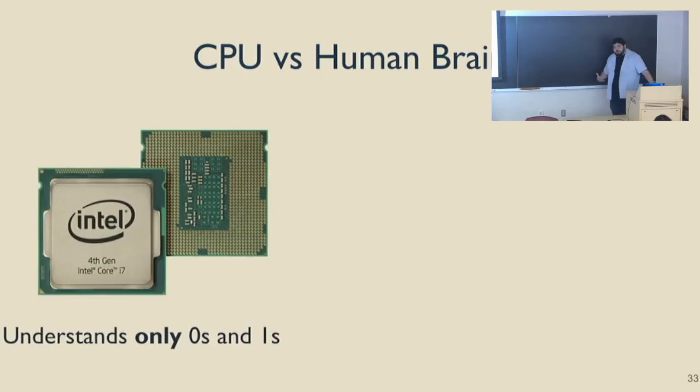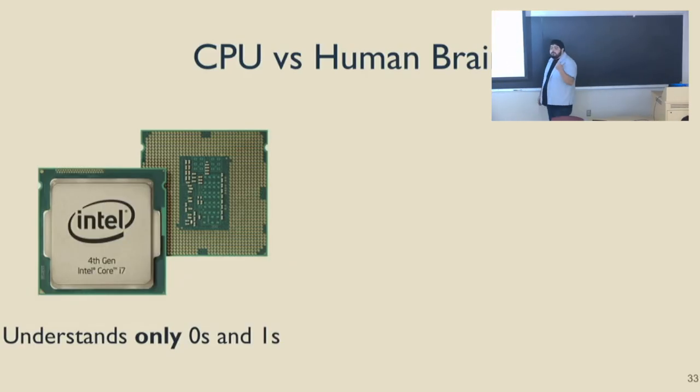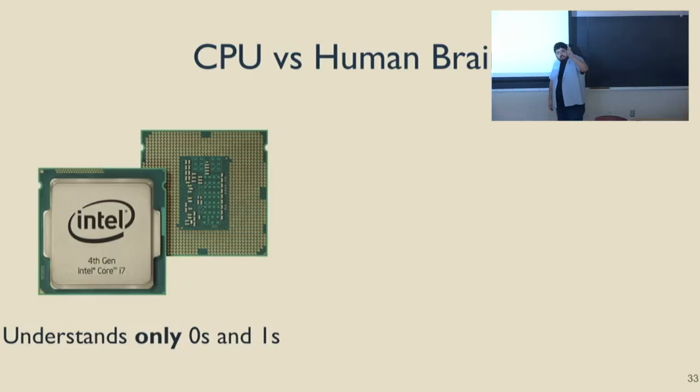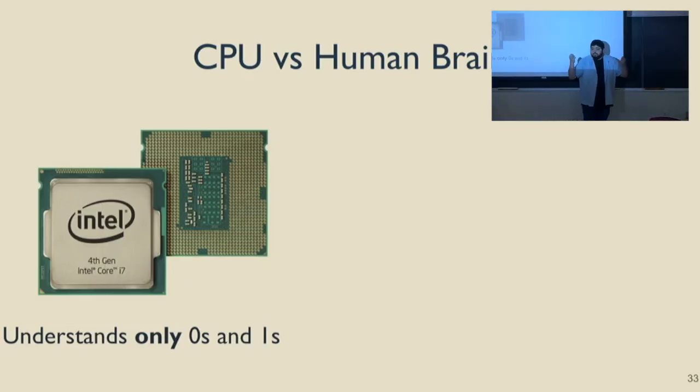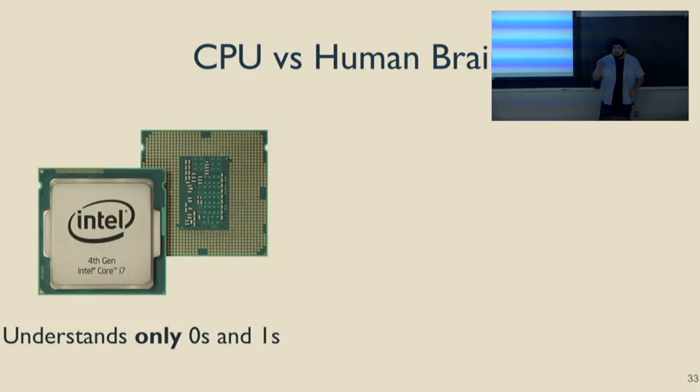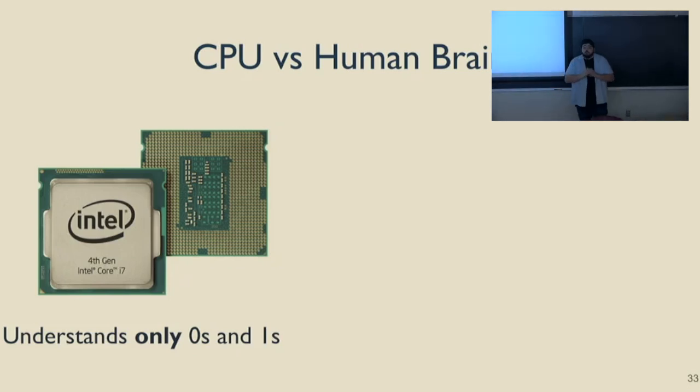So what's the difference between a computer, a CPU, and a human brain? A computer only understands zeros and ones, right? In that example that I told you, you put in the letter T, the computer will read the letter T and say, hey, you clicked the letter T and here it is. You clicked on it, right? T, the letter T, the computer does not know what that is.